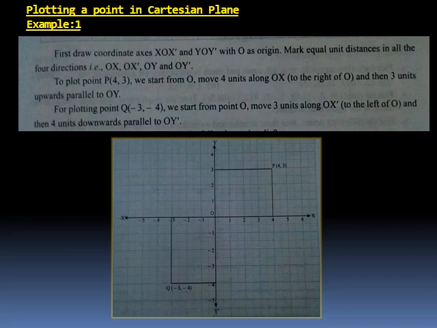For plotting the point Q (-3, -4), we start from O, move 3 units along OX' because the x coordinate is negative, to the left of the origin, and 4 units downwards parallel to OY'. Then we get the point Q whose coordinates are (-3, -4).